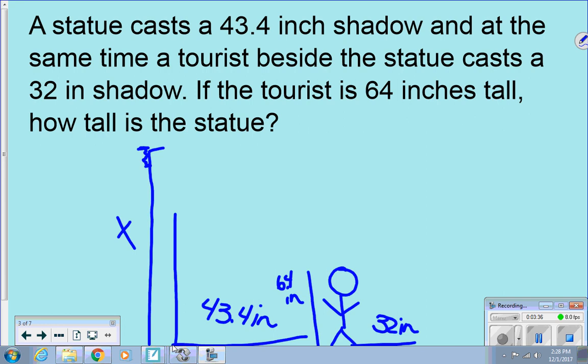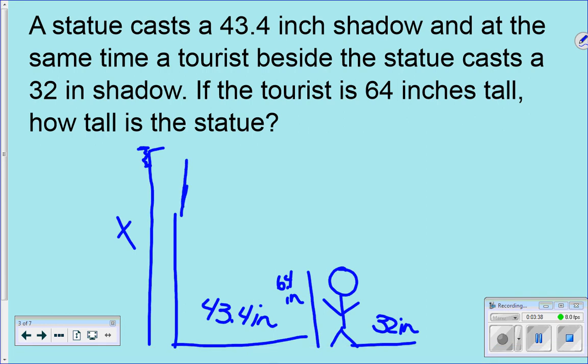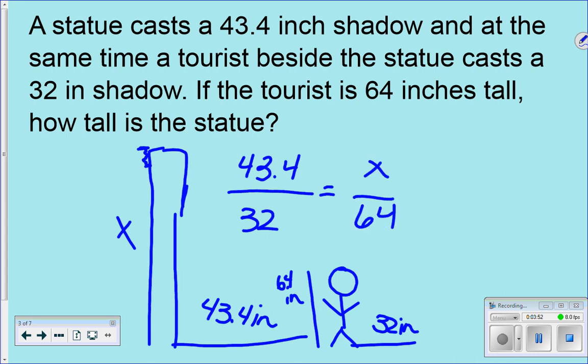Okay, let's try this again. There we go. That's a little better. So you do 43.4 over 32. And then what would you do? 64 across from 32.